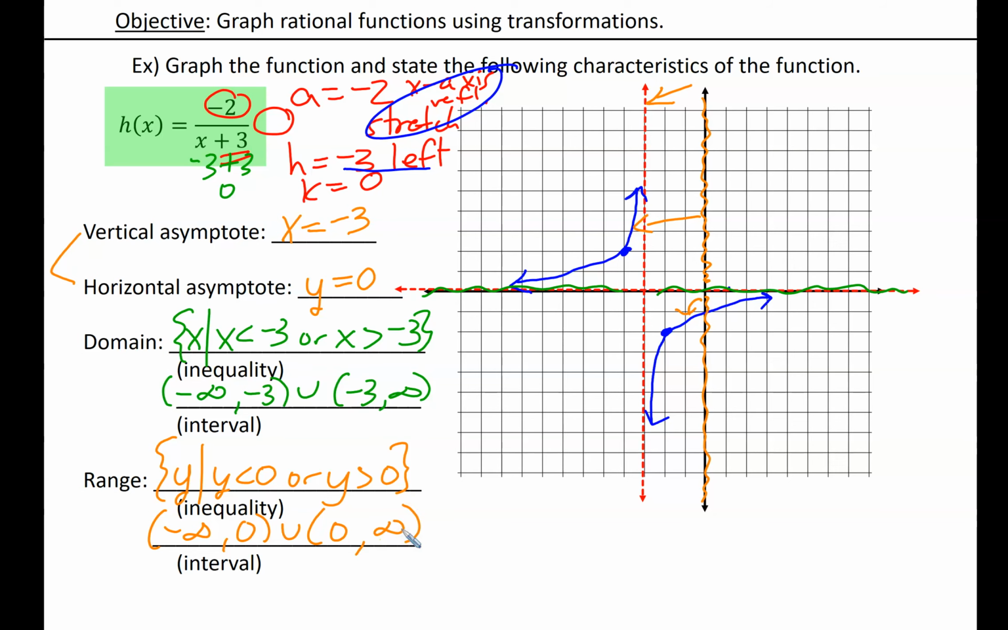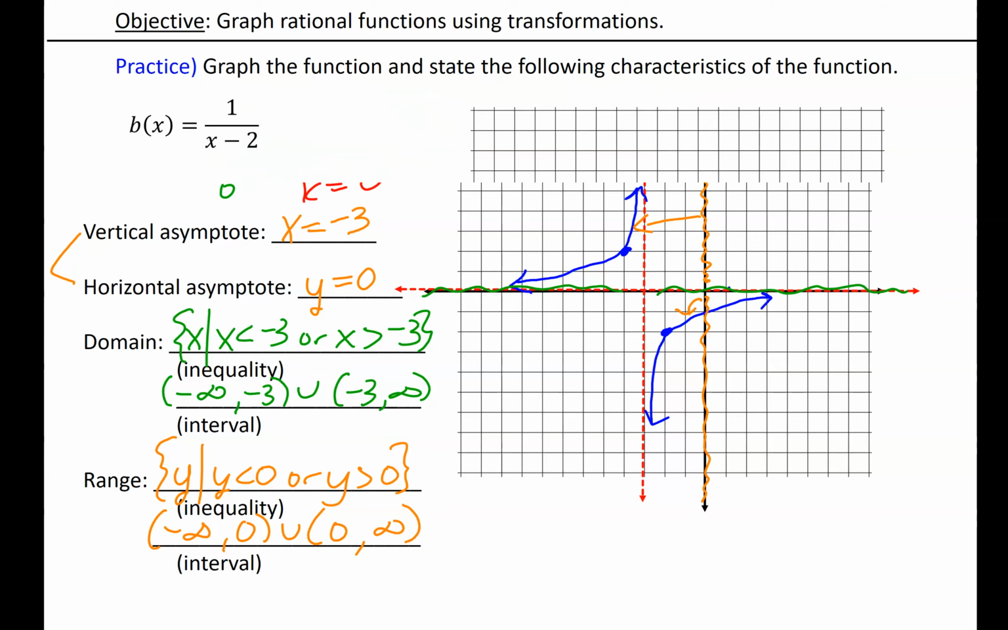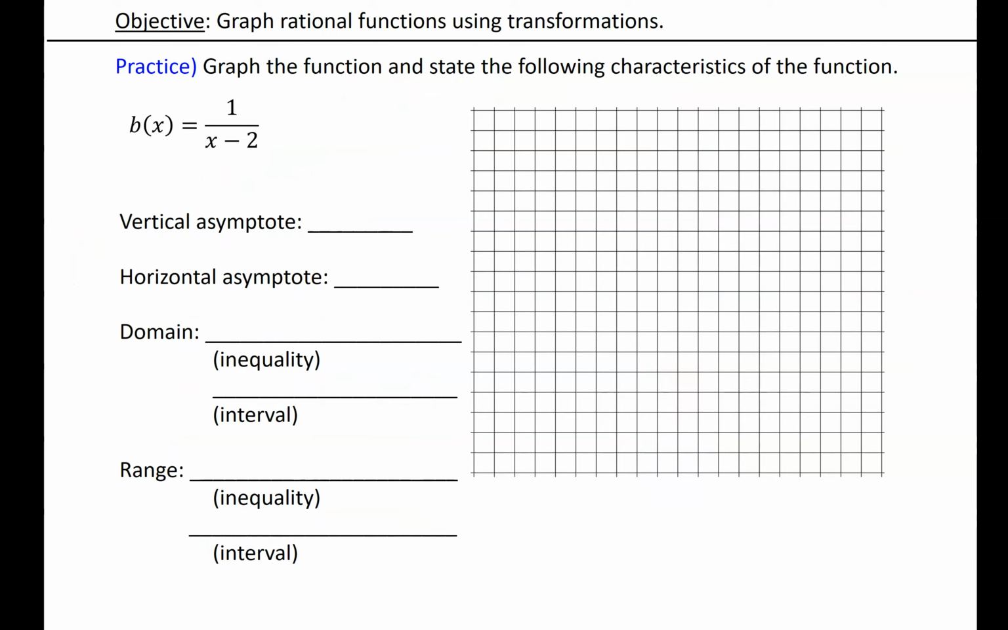All right, so next we're going to give you guys a chance to try a practice problem. So pause the video here and try this problem. When you're ready, come back and we'll take a look at the answers.